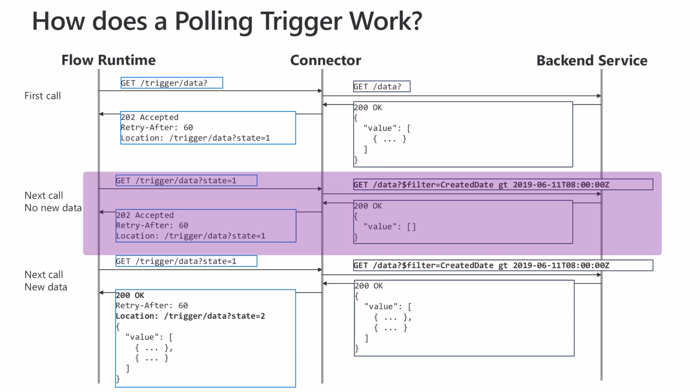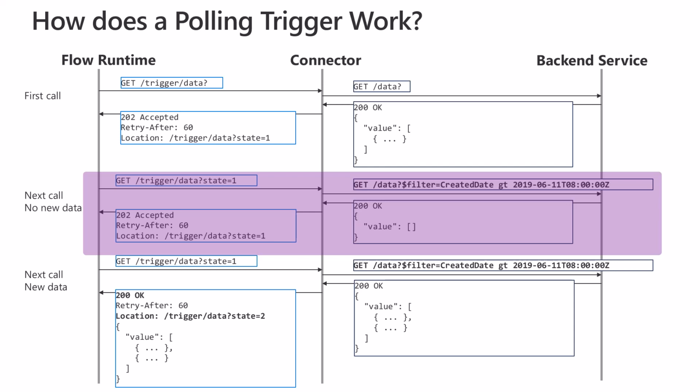In this example, there's no new data, so it just comes back with an empty set of values. Then the connector returns confirmation, an accepted message, a retry interval, and a location header, in which the state hasn't changed yet.